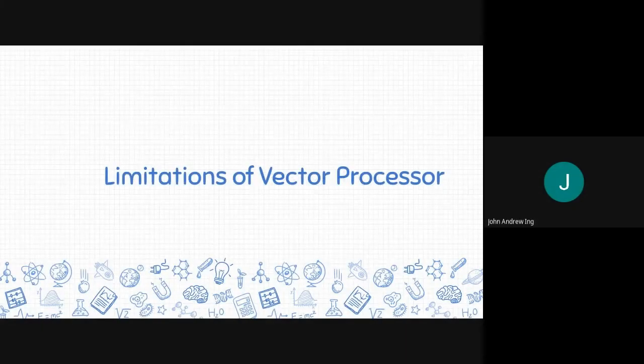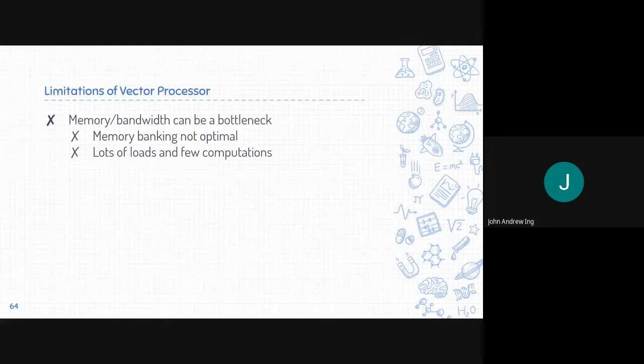One of the limitations of vector processing is memory bandwidth becoming a bottleneck. This can happen when the memory banking is not optimal or not ideal, or when there are lots of loads but only a few computations done on that load. This can happen in a lot of real life situations.